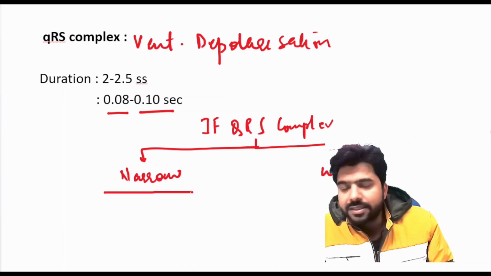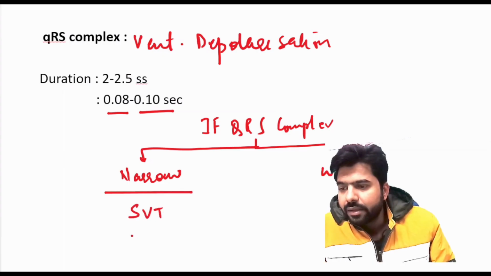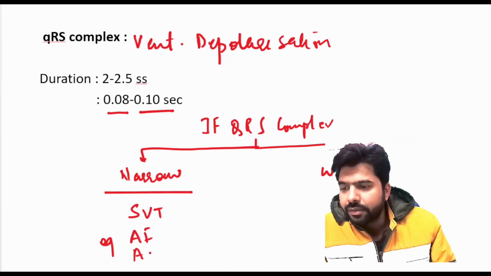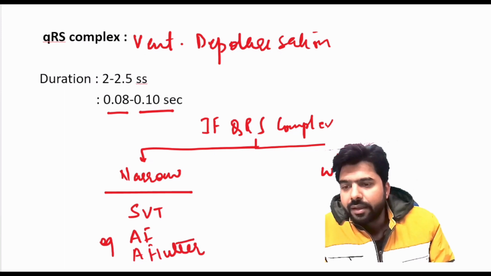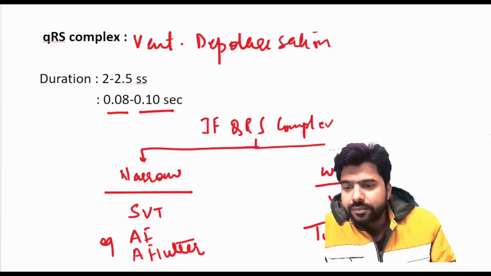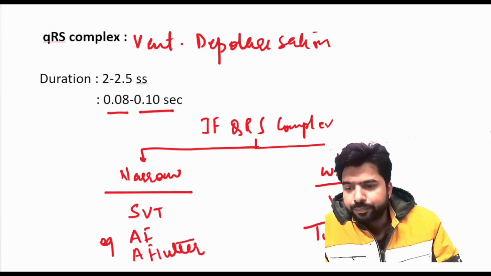Now, QRS complex is narrow in supraventricular tachycardia. Examples are atrial fibrillation and atrial flutter. Whereas the wide QRS complex occurs in ventricular tachycardia and torsades de pointes. Okay.